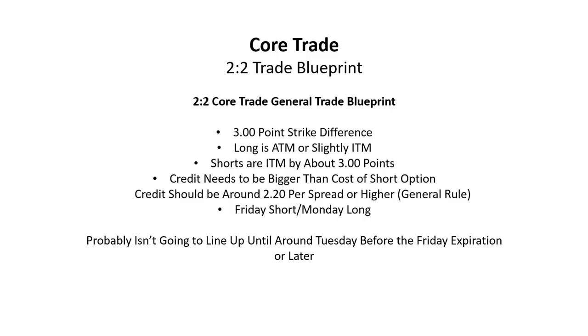So here is the core trade blueprint for the 2-2. 3-point strike difference. Long is at the money or slightly in the money. The shorts are in the money by about 3 points. The credit needs to be bigger than the cost of the short option. The credit should be around 220 per spread, an absolute minimum of 2, but I'm going to suggest that you go with 220 per spread. Obviously, we're going to stick with the Friday short, Monday long, and then again, this is probably not going to line up until around Tuesday.